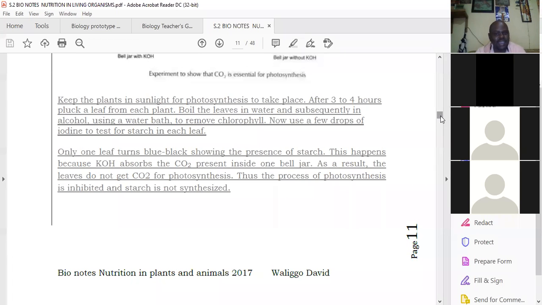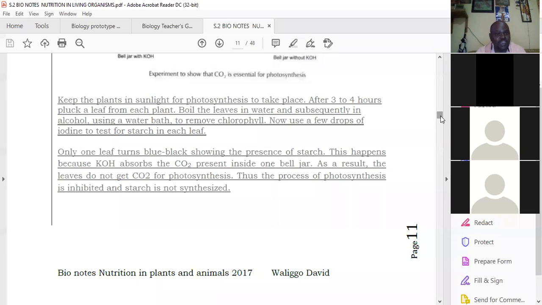The second bell jar, we didn't put potassium hydroxide. That means carbon dioxide was not tampered with. But with the first one, there was tampering with the carbon dioxide present because it was absorbed by potassium hydroxide. So as a result, the leaves do not get carbon dioxide for photosynthesis, and the process of photosynthesis is inhibited and the starch is not synthesized.